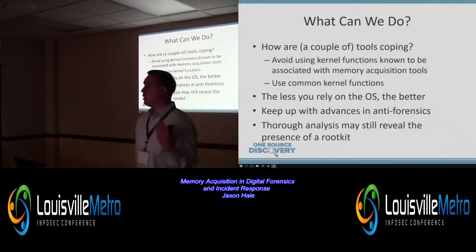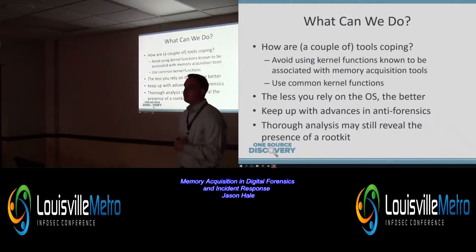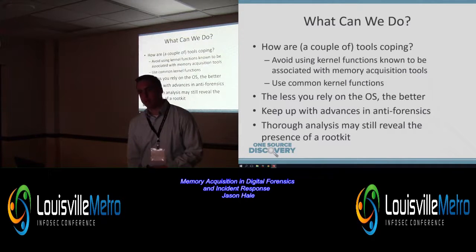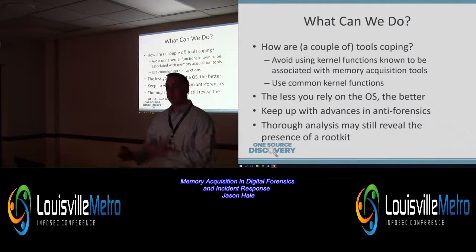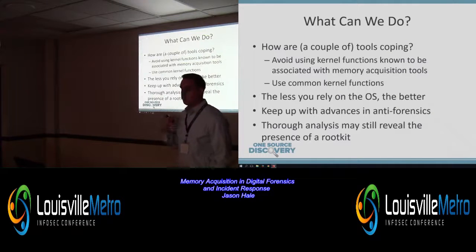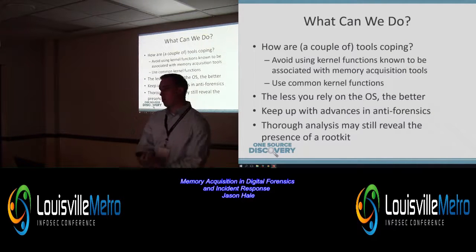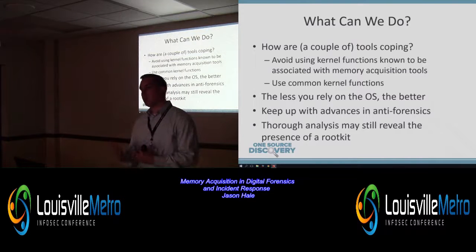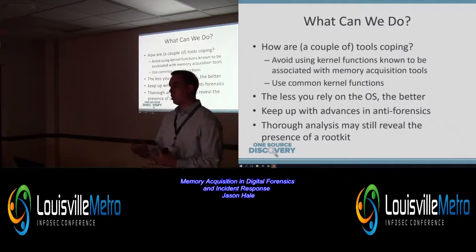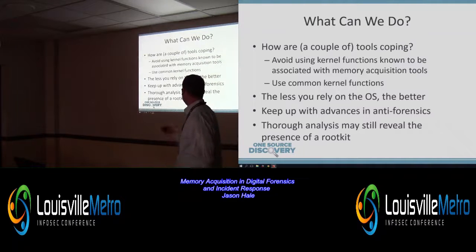So in general, the less we rely on the operating system, and in particular these exotic kernel APIs, the better off we are. Keeping up with the advances in anti-forensics helps as well, particularly if your tool developer is keeping up with advances in anti-forensics, or if they're even working on that side and developing a tool to help get around some of those. So that's great. But the more we know about what rootkits and malware authors are trying to do, and just what academia is coming up with in the scope of anti-forensics, the more we can help try to get around that and make sure we acquire what we're trying to acquire with memory.